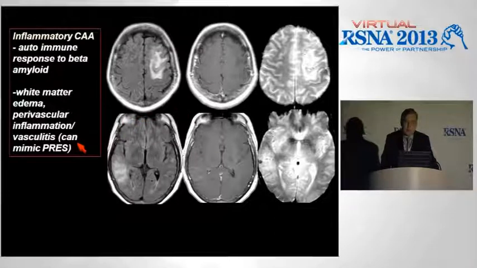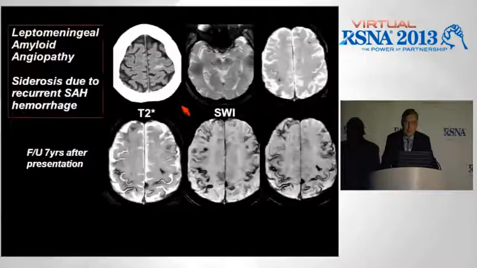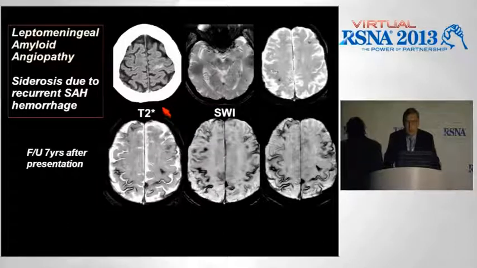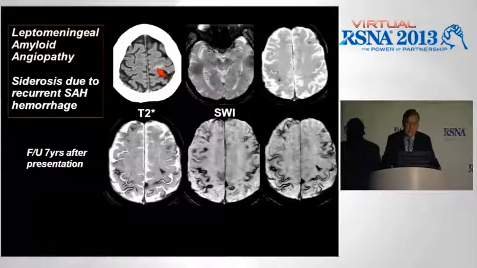So this can mimic PRES, and just keep in mind that these patients with amyloid angiopathy can have this inflammatory component. Now, this is a very important case here because oftentimes you'll see these small convexity hemorrhages in patients, and you won't really have a good idea of what it's from. And with the T2 star weighted images, one can certainly get a sense that there are these microhemorrhages and would lead you towards the diagnosis of amyloid angiopathy. But what you don't realize is that these are small microhemorrhages in the leptomeninges.